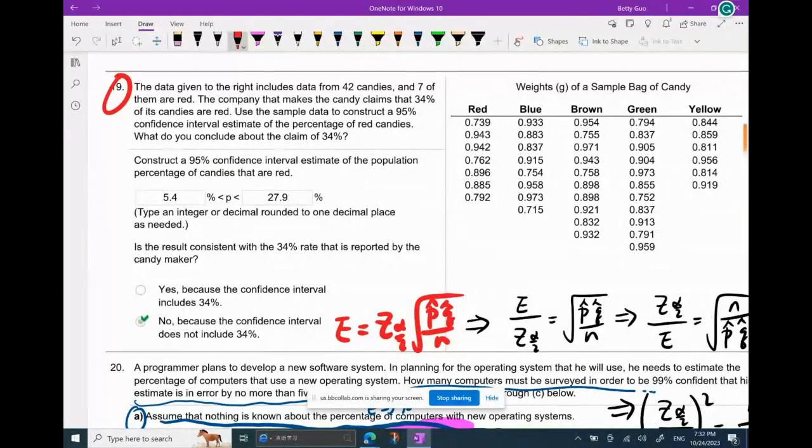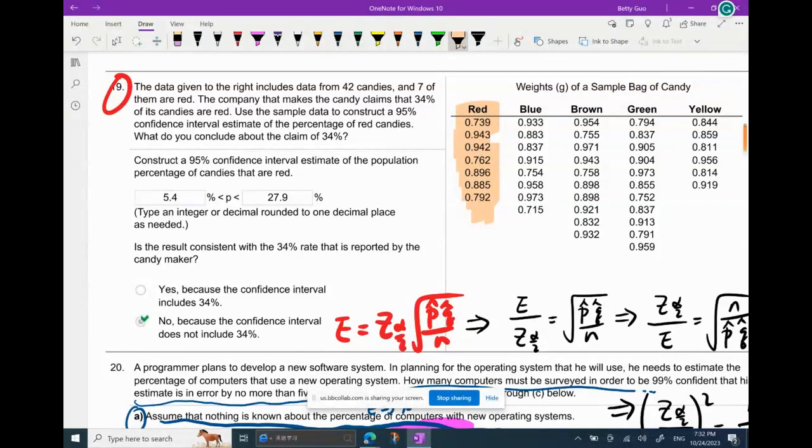The data given to the right includes data from 42 candies. 7 of them are red. The company that makes the candy claims that 34% of its candies are red. Use the sample data to construct a 95% confidence interval estimate of the percentage of red candies. What do you conclude about the claim of 34%?